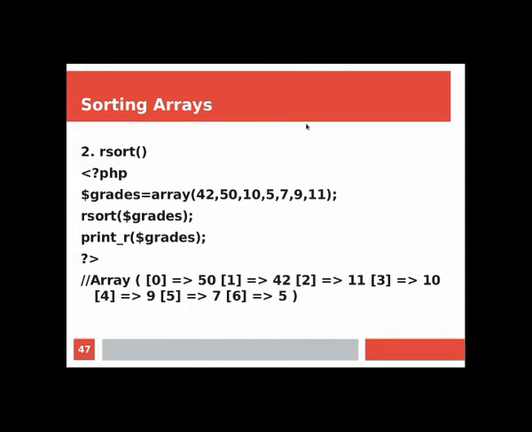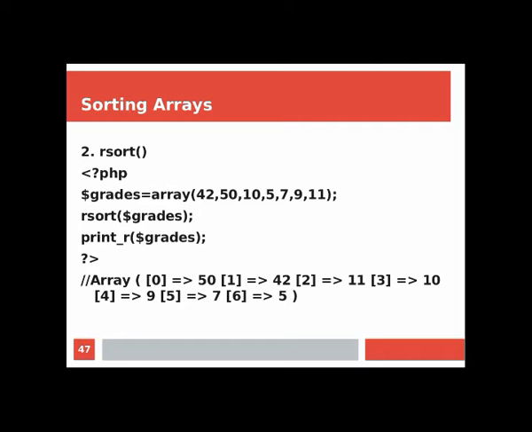Next function is rsort. The rsort function sorts the values of an array in descending order. In the previous example we saw ascending order. Like the sort function, the rsort function also does not maintain the key-value association while sorting. Here we will see an example in PHP: $grades = array(42, 50, 10, 5, 7, 9, 11); rsort($grades), where $grades is our array variable.